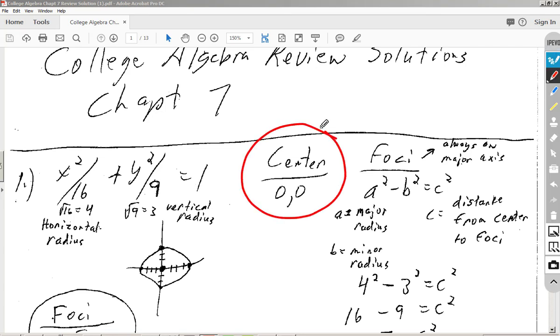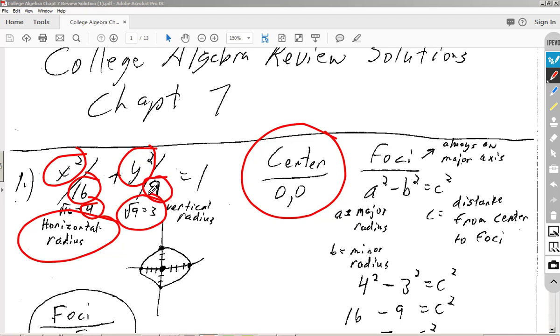Well, the center is at 0, 0 since there is no shifts happening in the x squared or the y squared direction. Now to graph this, the number underneath the x, just take the square root of it. Square root of 16 is going to be 4. That's going to be your horizontal radius, so that's the radius in the x direction. Now this number under y, take the square root of 9, which is 3. That's going to be your vertical radius, or in other words, the radius in the y direction.